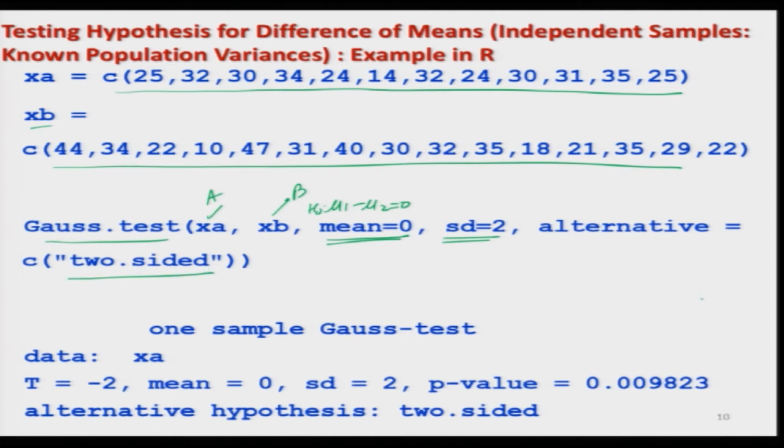So, now you can see here this is the outcome, right. It is exactly on the same lines as we did in the case of when sigma square is known in case of mu. So, data here is given like this, z will come out to be minus 2, mean here is 0, SD here is 2, and p value here is 0.009823, and alternative here is two sided.